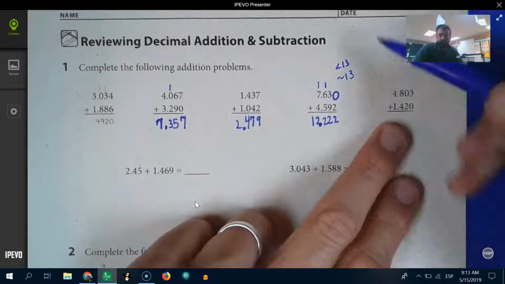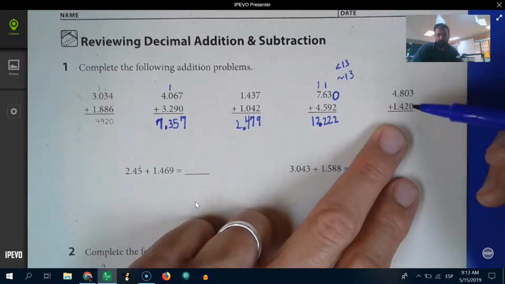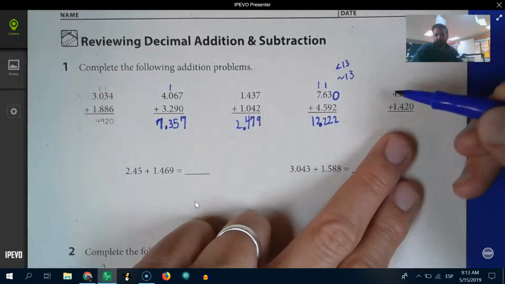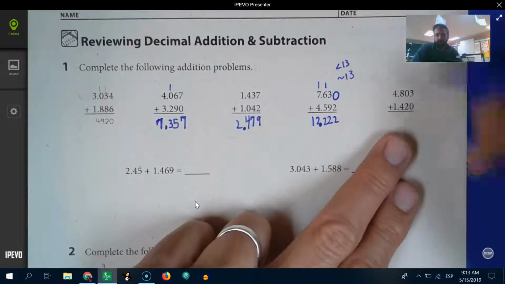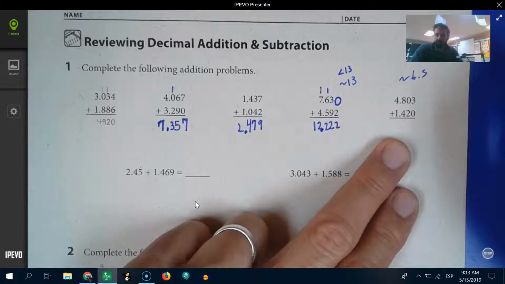Alright, next one. We have 4 and 803 thousandths plus 1 and 420 thousandths. They put that 0 there. I wonder why they didn't put the 0 here. And they did. Interesting. So we got close to 5 plus 1.5. So my answer is going to be around, what, 6.5? It's going to be around that. Probably a little less, I would think, maybe.